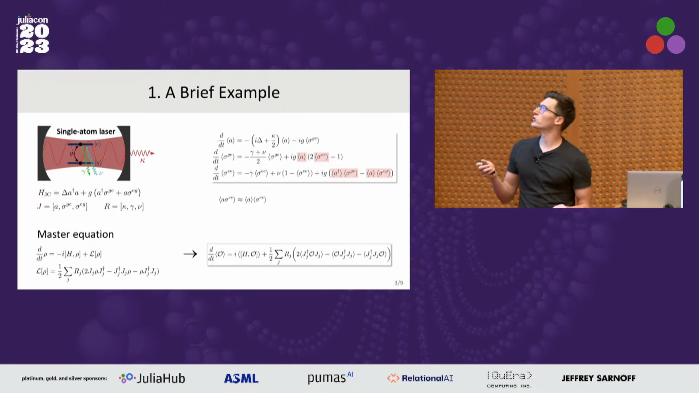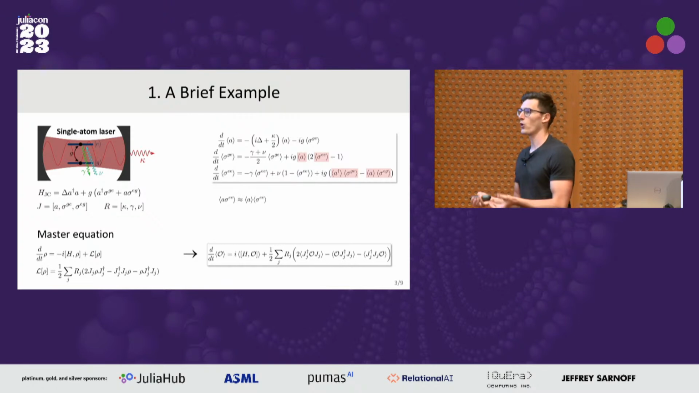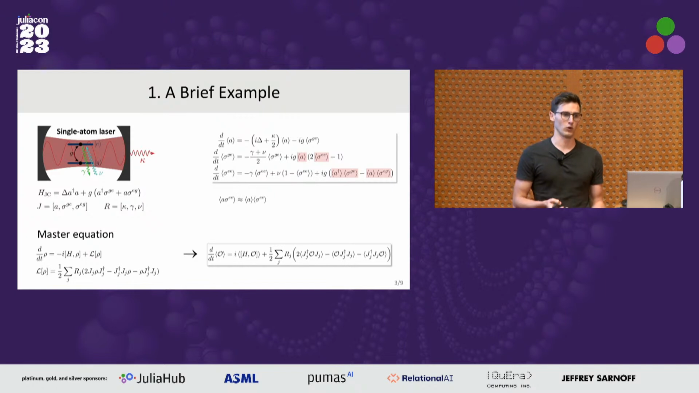Of course, we could also keep such second order terms, and then just approximate third order terms. This would correspond to a second order cumulant expansion, which I explain a little bit later. So this would be the basic procedure of the cumulant expansion.